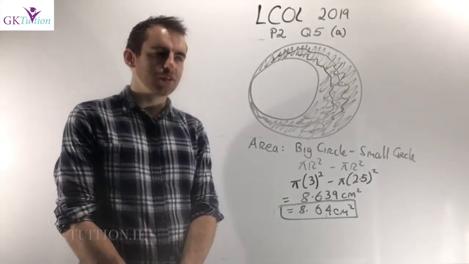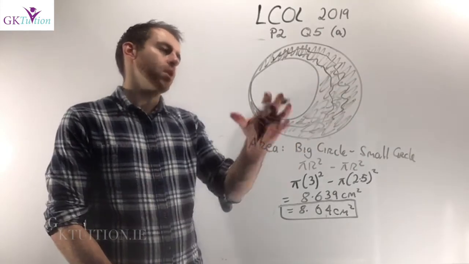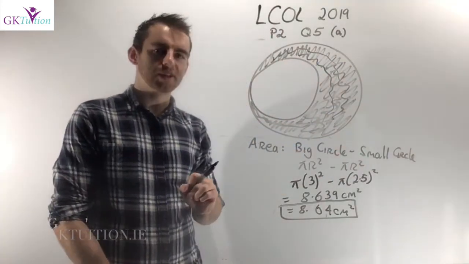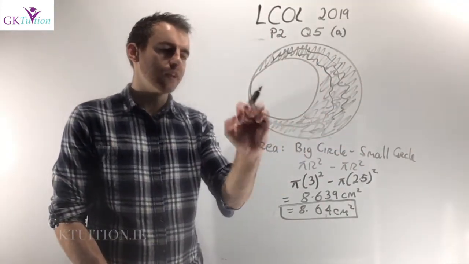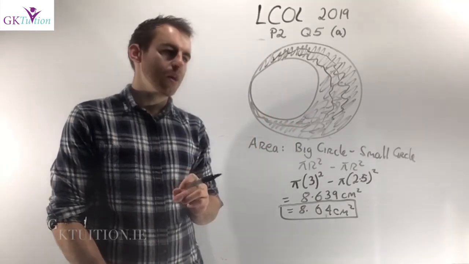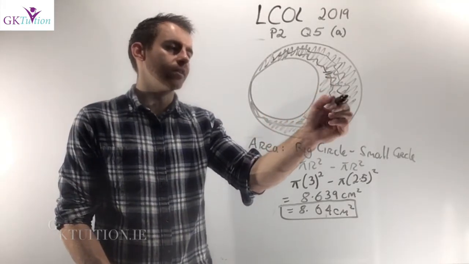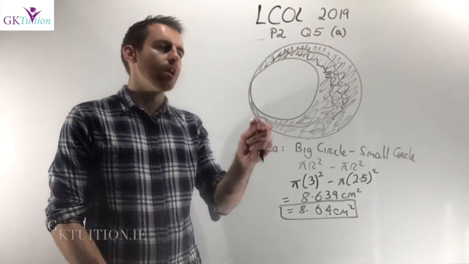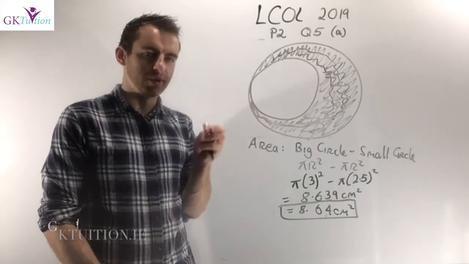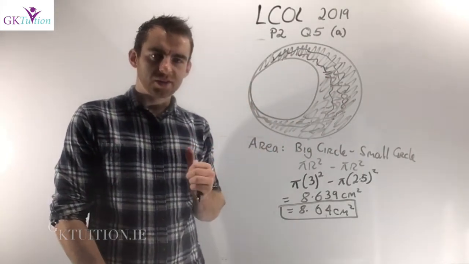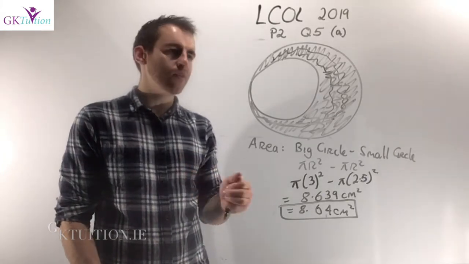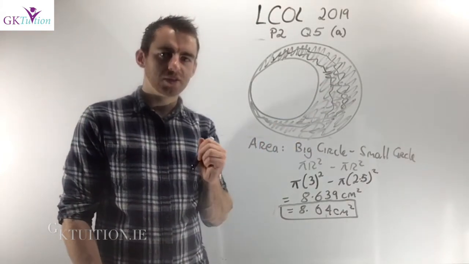The question that I've chosen to go through here is 2019 Paper 2 question 5. In this question we're given two different circles. The large circle has a radius of 3 centimeters, the small circle has a radius of 2.5 centimeters. The shaded region is a crescent, formed by removing the small circle from the large circle. We're asked to find the area and the perimeter of the shaded region to 2 decimal places.